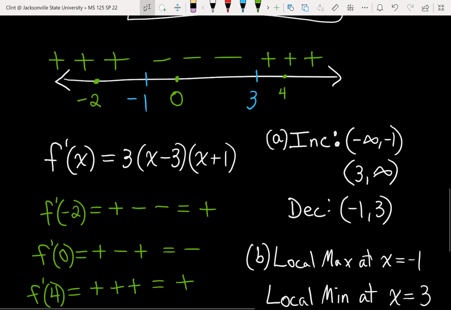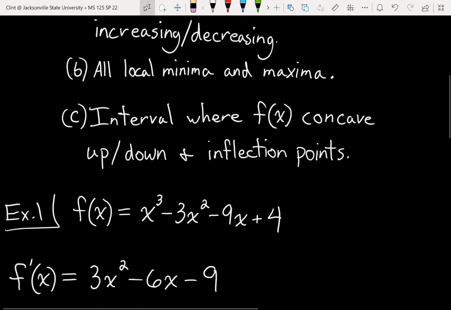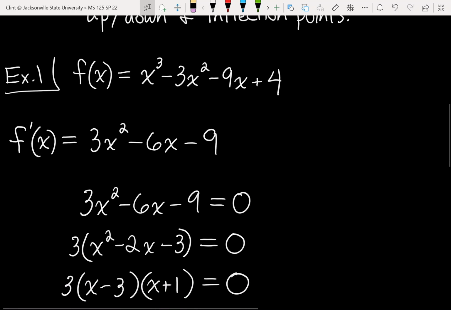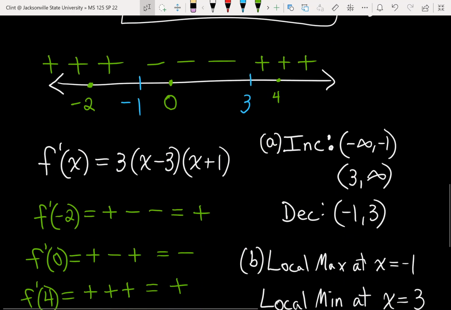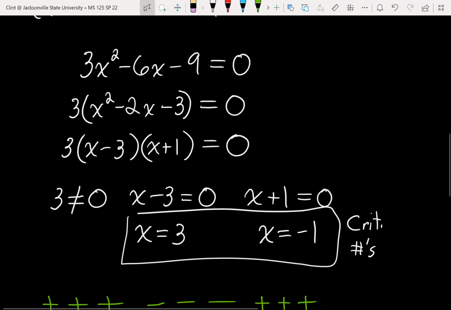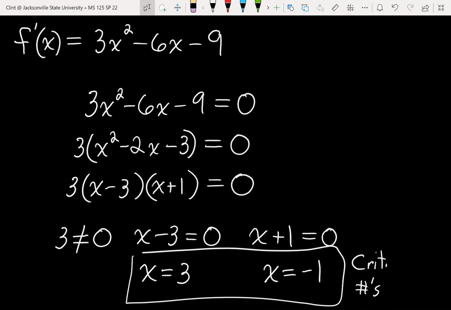Okay. And part C, we want to know where our function is concave up, concave down, and we want to know where any inflection points are if we have any. So part C, it's almost like the same routine, but we take the second derivative. So we take the derivative of f prime. So we need the derivative of 3x squared minus 6x minus 9. So what's that going to give us for the second derivative? 6x minus 6, that's right.